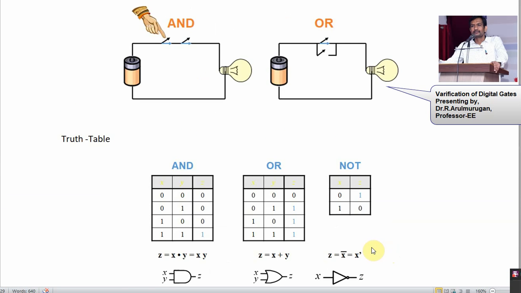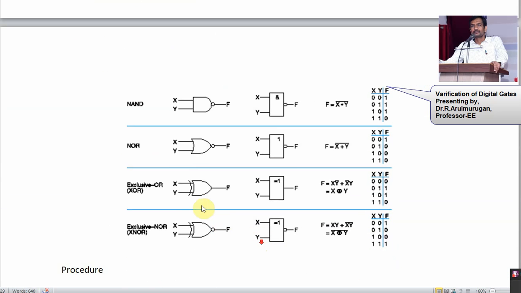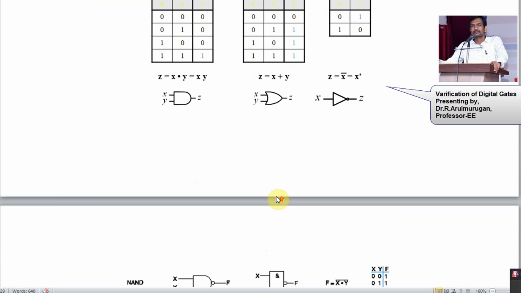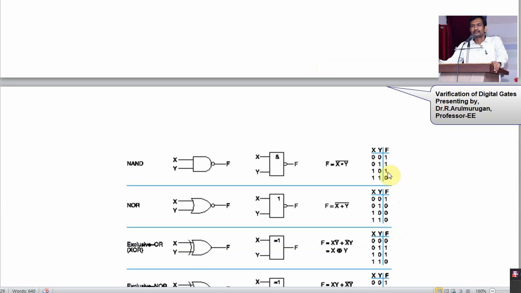And what is the next gate? The NOR gate. What does NOR gate mean? It is the OR gate plus the NOT gate. A simple method to draw: OR plus one circle here, and the output is just the opposite. So 1 0 0 0. That is called a NOR.